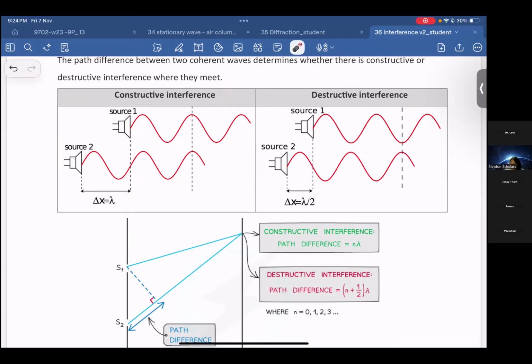For destructive, the path difference is half a wavelength. This is half a wavelength. This is one complete wavelength. So now their difference in distance is half a wavelength. If half a wavelength, you can see that when they meet up here, they are actually out of phase. It's a 180-degree difference. So this is a crest, this is a trough, meeting a crest. So at the end, they get a destructive interference.